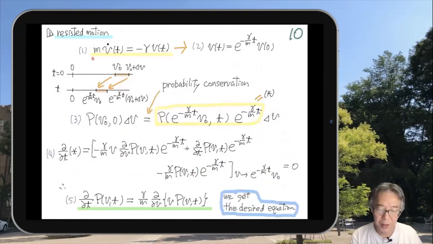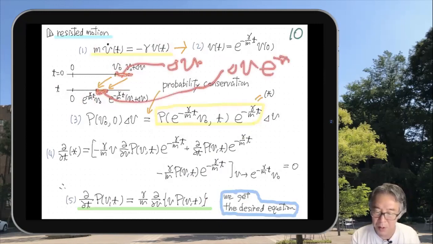So now I start from the answer. This is the equation of motion for the resisted motion, and you can solve it. This is a general equation. This means that if this is the v-axis, and v is v naught at time 0, then it is e to the minus gamma over m t times v naught at time t. And again, this becomes this too. So if the width of this interval is delta v here, then here the width becomes delta v times e to the minus this same factor.